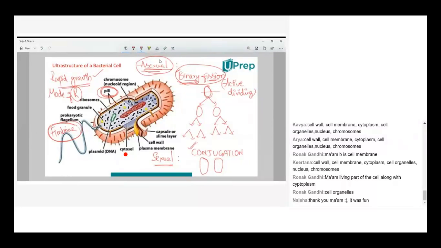Assume that these are the 2 bacterial cells which have pili on their capsule, the outermost layer of the cell, and there will be a conjugation tube formed between these 2 bacterial cells.